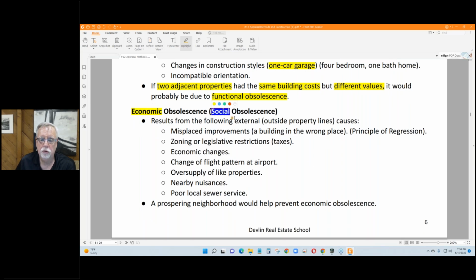Economic or social is external. Anything outside the property lines. Over improving the property, which is also called the principle of regression, right? Regression means you built the most expensive home in the neighborhood. It's pulled down by the value of the homes around it. Zoning is an example. Changing the flight patterns, nuisances in the area.